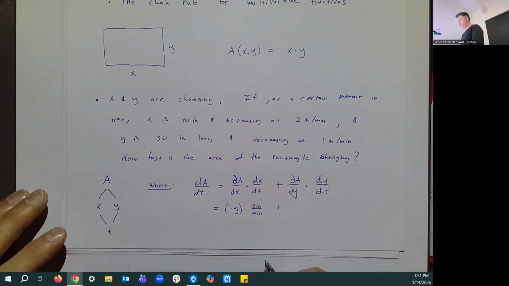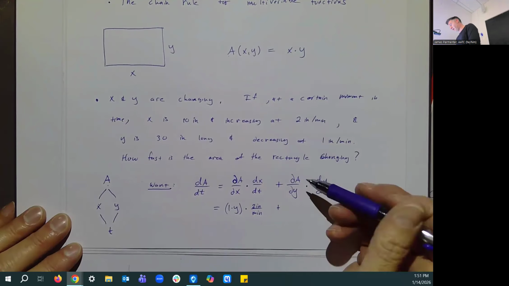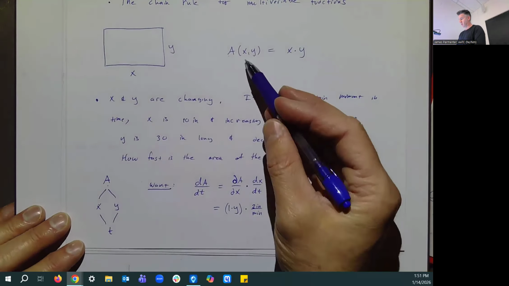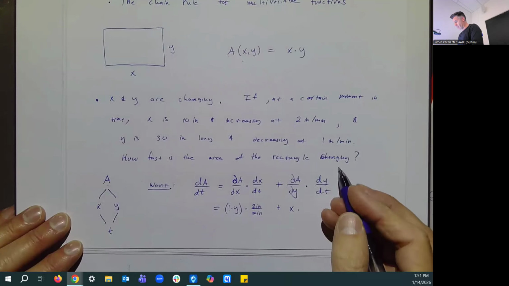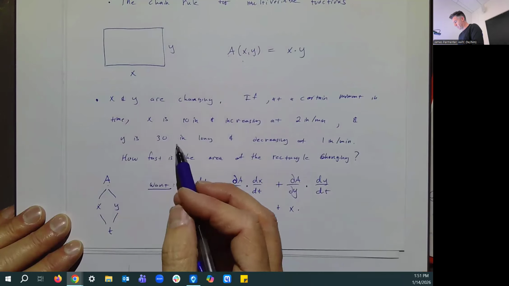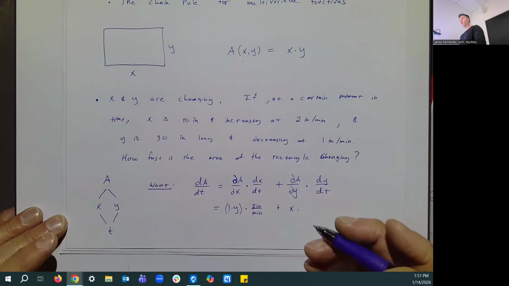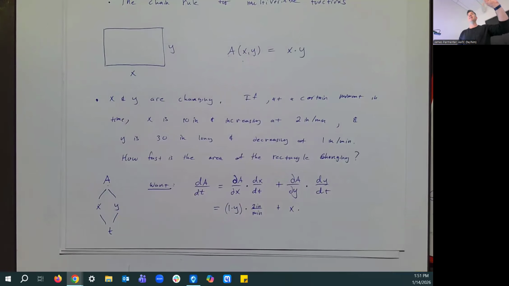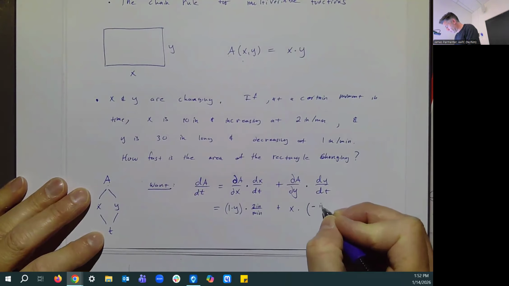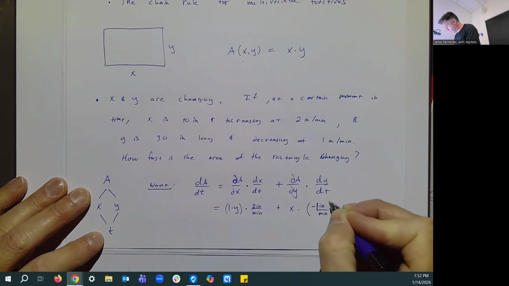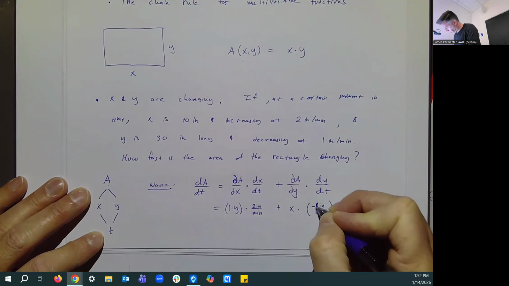Similarly, dA dy, the partial del A del y, the partial of A with respect to y is going to be x. And dy dt, well, we were told that y is decreasing at 1 inch per minute. So it's not 1 inch per minute, it's negative 1 inch per minute, because it's a decreasing rate of change, not an increasing rate of change. Y is getting smaller every minute, not larger. Negative 1 inch per minute. So that looks terrible, there's a negative 1. Apologies.